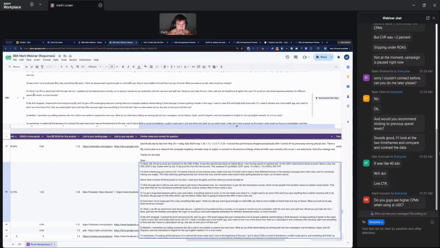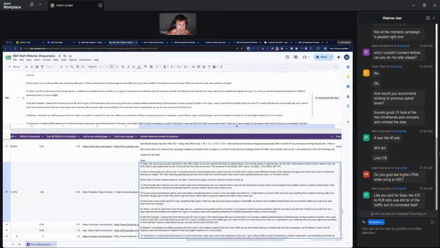Would you build separate pre-landers for different awareness levels, so more funnels? I wouldn't think of it that deeply. Whatever is your main awareness level, you can run up that one awareness level, bro. You could run that one awareness level up to like 7 figures.